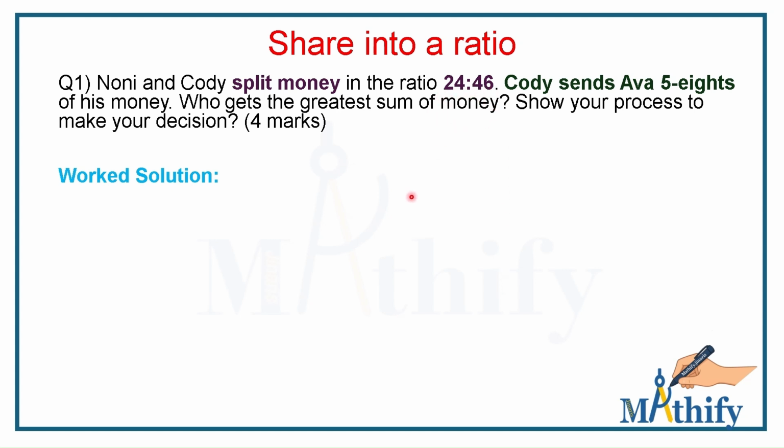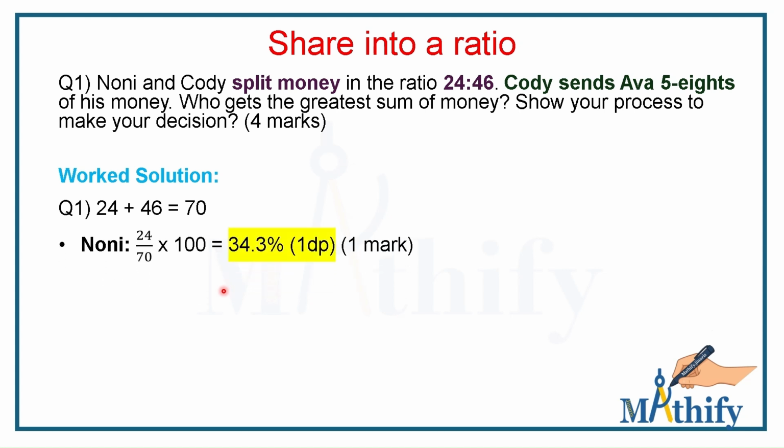So 24 plus 46 would give us 70. Next, we would try to work out the percentage that Noni receives, and we need to work out the amount of money that Cody has received as a percentage. So let's start with Noni first. 24 divided by 70 multiplied by 100 will give us 34.3% to 1 decimal place.